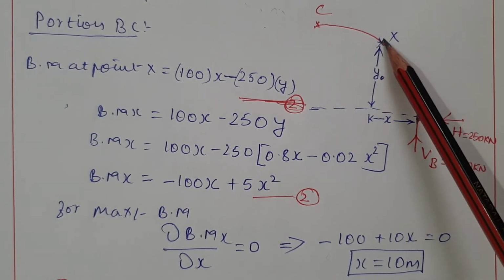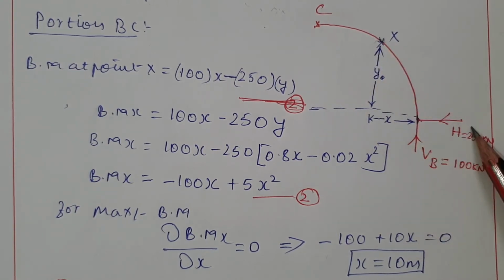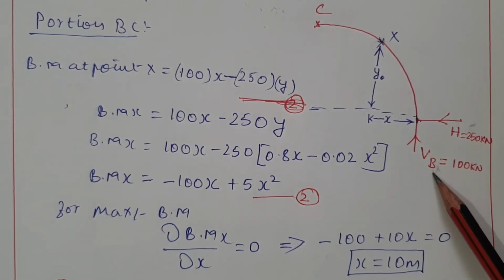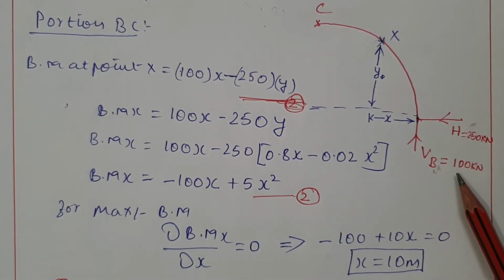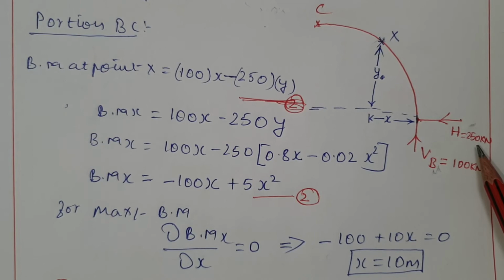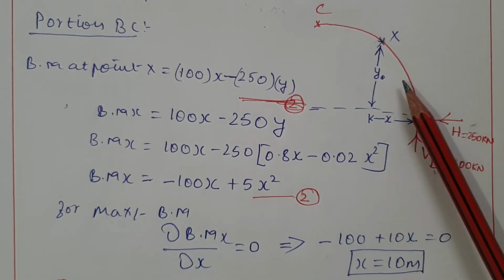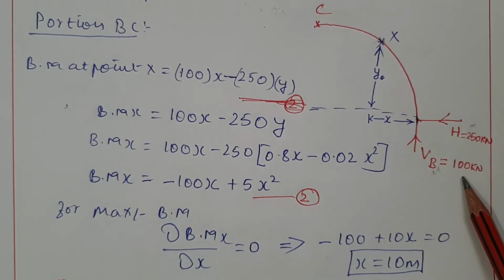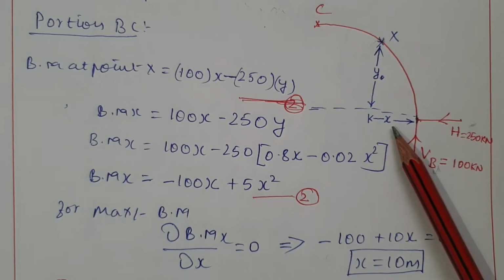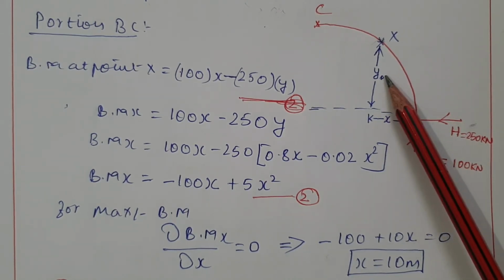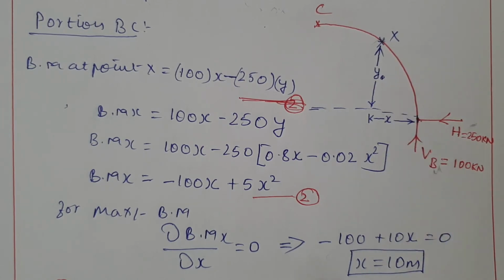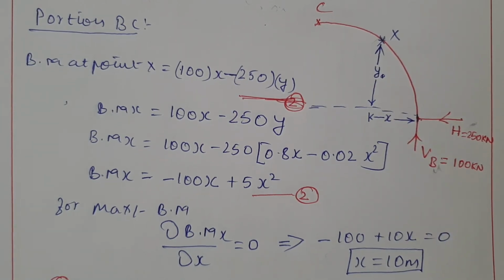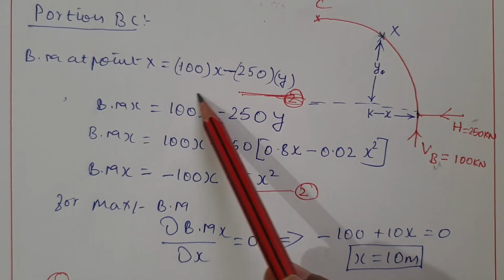Okay, if you find out the bending moment at this point, you have only one horizontal force and another one vertical force. Vertical force moving upwards gives a positive bending moment, horizontal force gives a negative bending moment. So 250 multiplied by Y, 100 multiplied by X. Sorry, not YD, it is just Y. Yeah, okay, that is what I had drawn here.